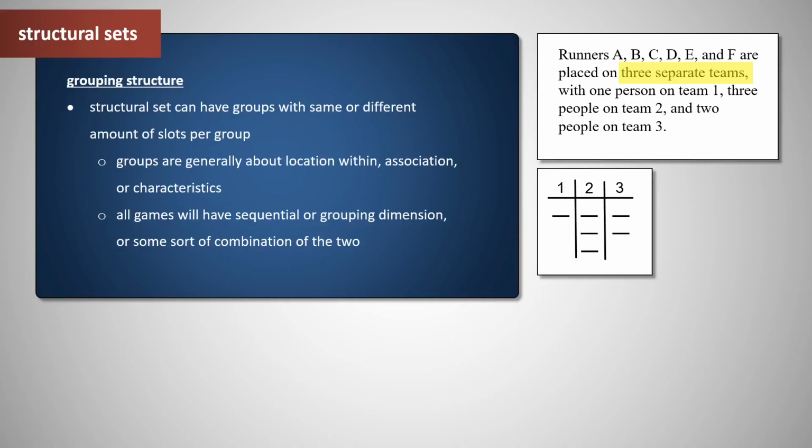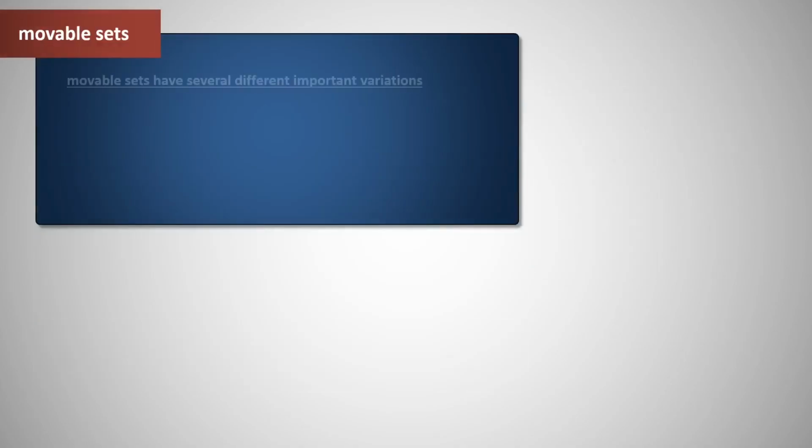So, looking at the movable sets. Now, the movable sets have several different important variations. The movable sets tend to be relatively more straightforward. So you'll basically just have the movable elements given to you, either listed out or expressed in some way. But there are certain variations that do appear with some frequency.